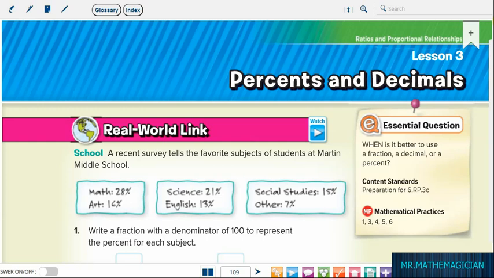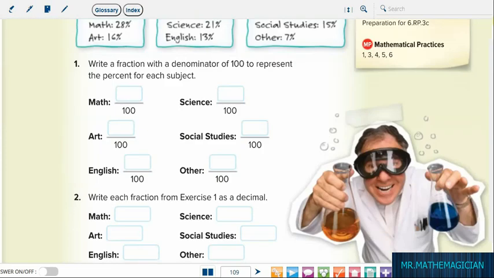This is Mr. Mahmoud explaining course 1, chapter 2, lesson number 3, percents and decimals. A recent survey tells the favorite subjects of students at Martin Middle School. Math got 28%, art 16%, science 21%, English 13%, social studies 15%, other subjects 7%. Number 1. Write a fraction with a denominator of 100 to represent the percent of each subject.